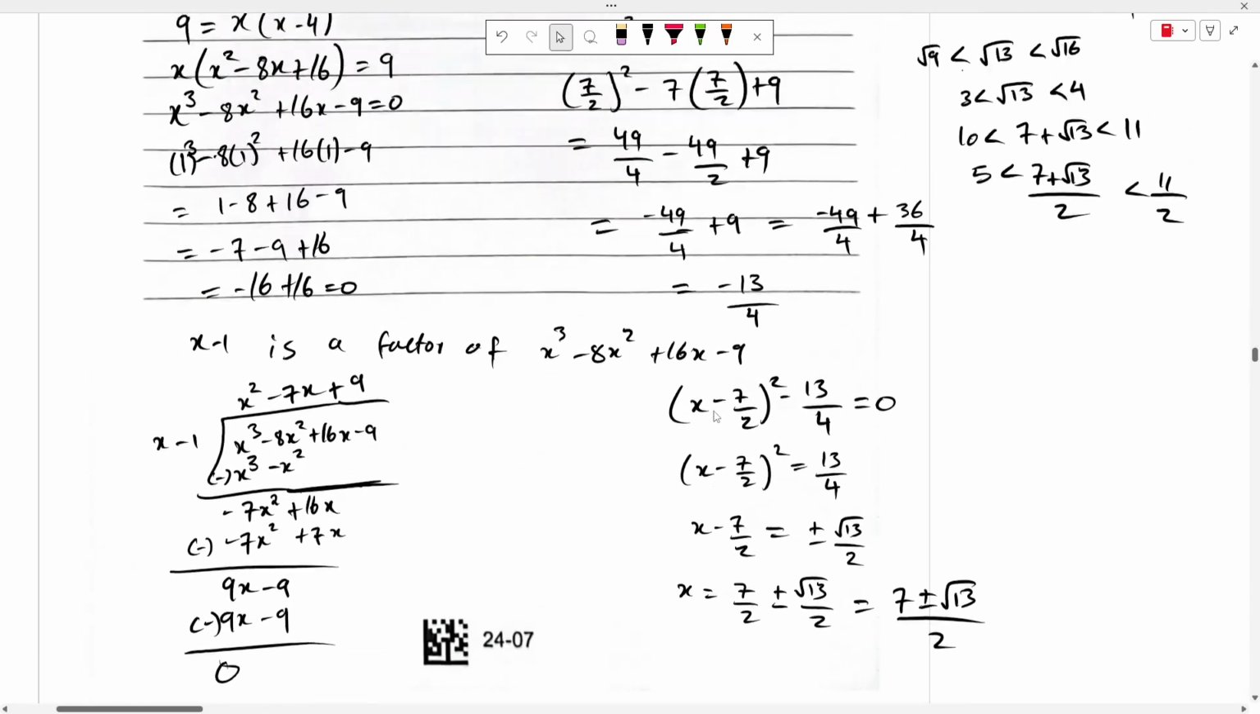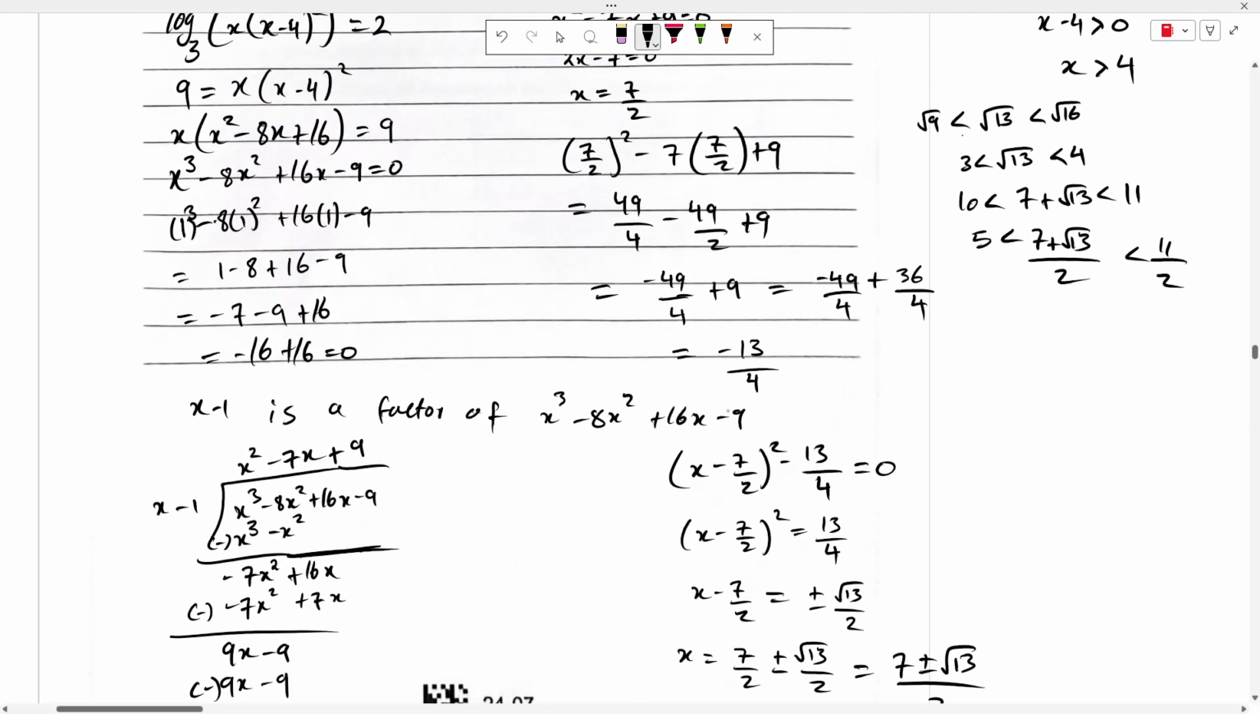Let's try the other one. Right, so once again, we know that root 13 is between 3 and 4. Minus root 13 is going to be between minus 4 and minus 3. Adding 7, we're actually going to get 3.